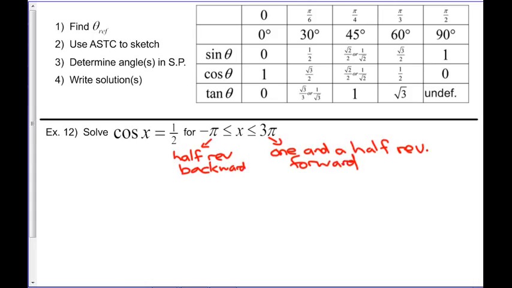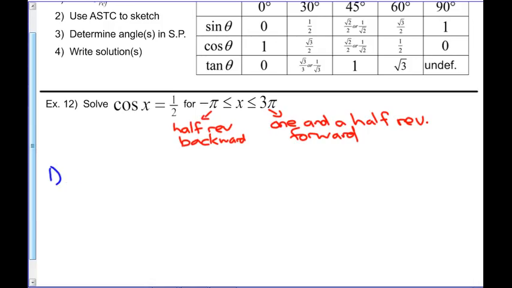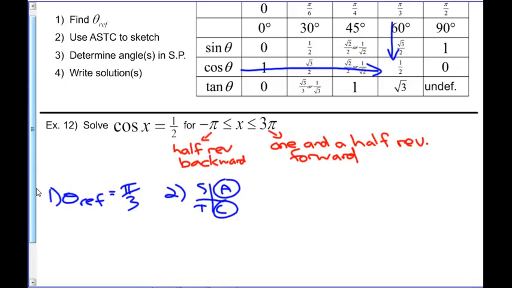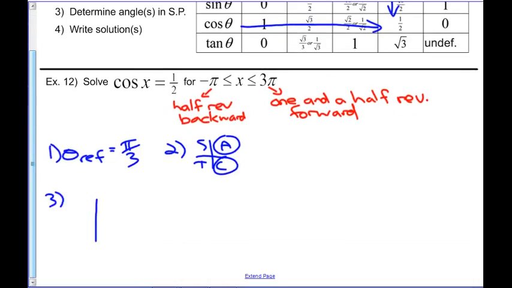The actual equation is no harder than any of the other ones we've dealt with. Okay? And the sketch is going to help us find any extra solutions that might crop up. So let's just go with our basic approach here. Cos x is a half. Okay, so that means theta ref is pi over 3. ASTC, cos is positive in quadrants 1 and 4. Let's go ahead and sketch.